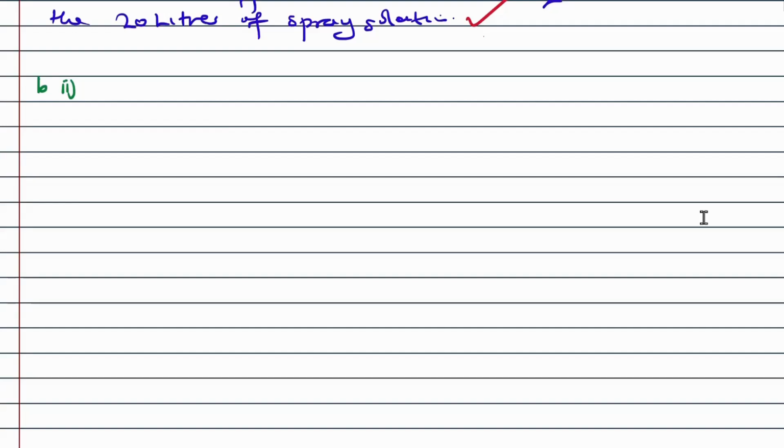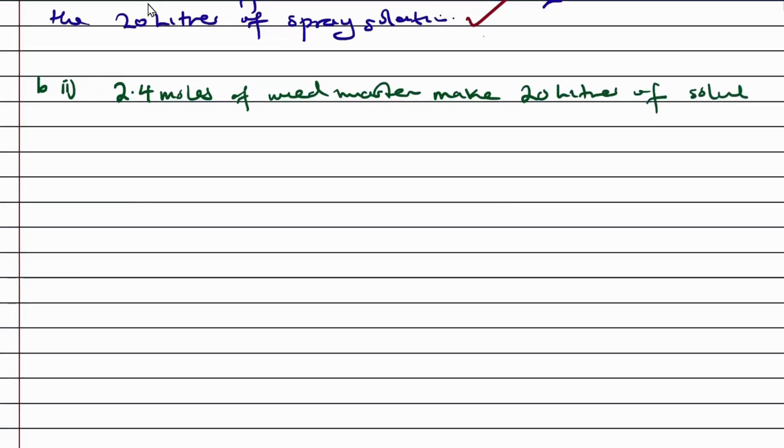This is what I mean. We can begin from this point: if the 2.4 moles of Weedmaster make 20 liters of solution, which kind of solution? Spray solution. Then what about 15? Remember, what we are looking for is the number of moles required to make the 15 liters of spray solution. So we can reverse this statement: this is the same thing as saying that 20 liters of spray solution requires 2.4 moles.